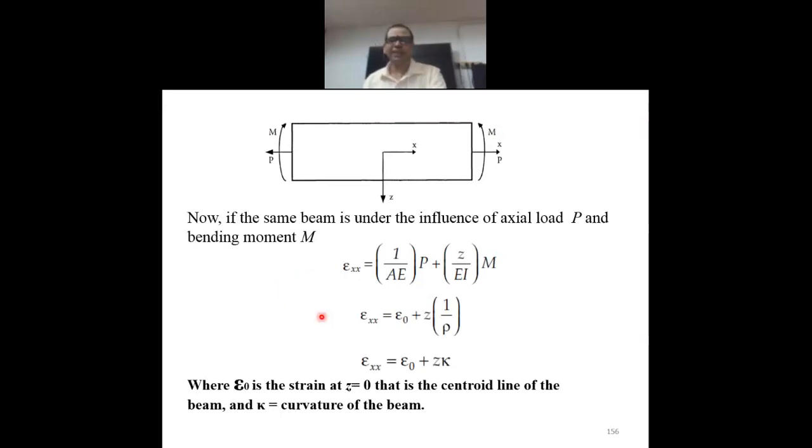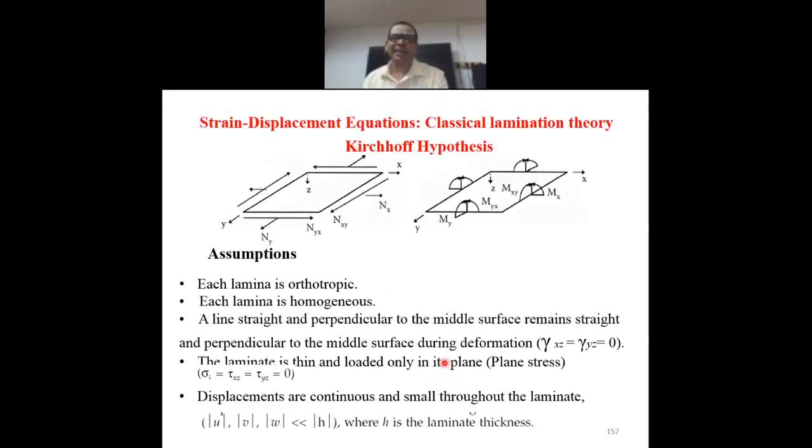So the strain epsilon xx equals epsilon naught plus zk, where epsilon naught is the midplane strain and z is the distance measured from the neutral axis or neutral plane, right? And k is the curvature. In strength of materials we used the letter R instead of K, but here we use K. For this, the classical lamination theory helps us find out.